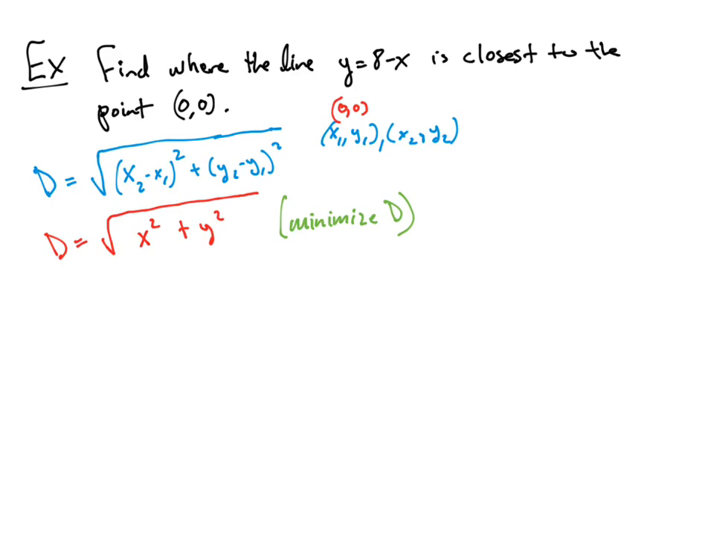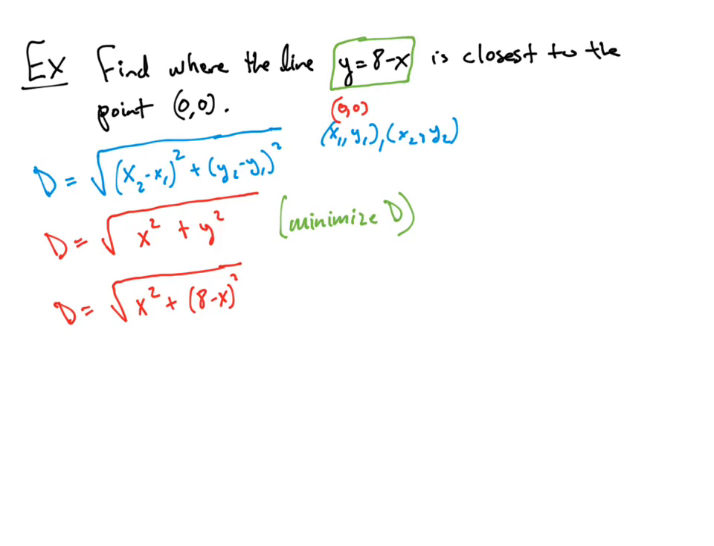Now, in order to minimize this, we need to take the derivative, but we want the function to be just in terms of a single variable. So if I can rewrite x or y in terms of the other variable, we can do it. And this other information we have is the fact that y is equal to 8 minus x. So we'll just go ahead and substitute that in for y. So we have d is equal to the square root of x squared plus (8 minus x) squared. So now we have a function in terms of x.